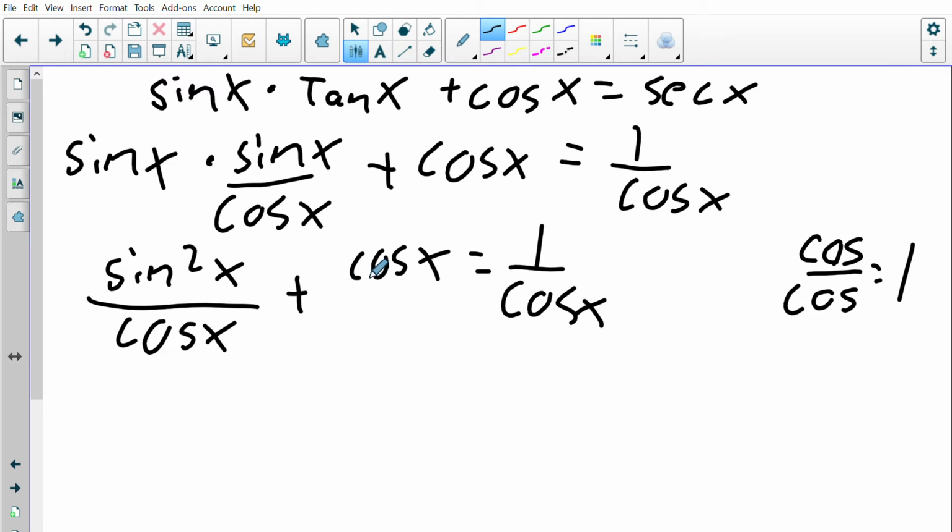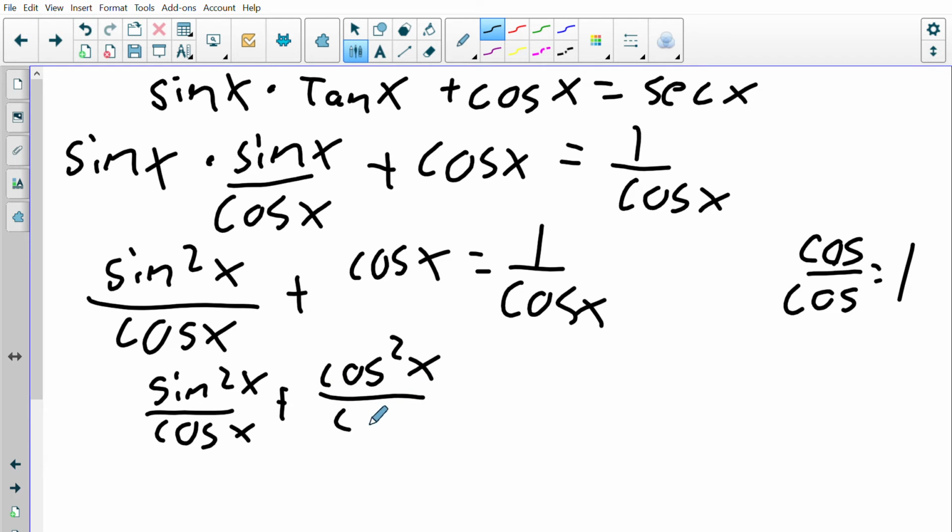So I'm going to multiply this by cosine over cosine. So then I get sine squared over cosine, plus cosine squared over cosine, which is 1 over cosine. Now I can combine this into a single fraction.